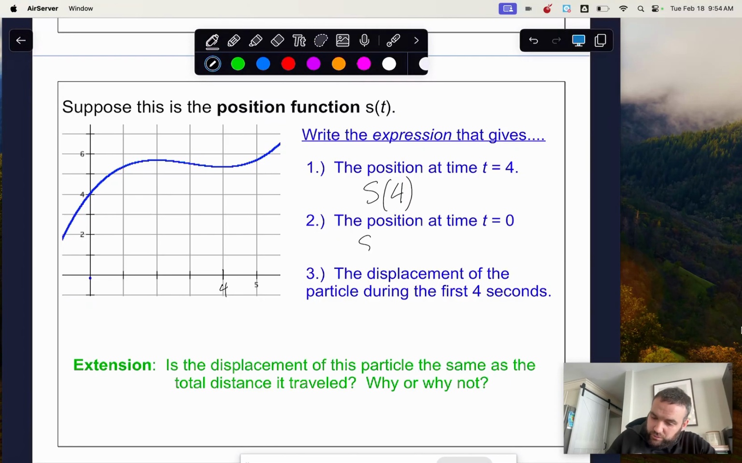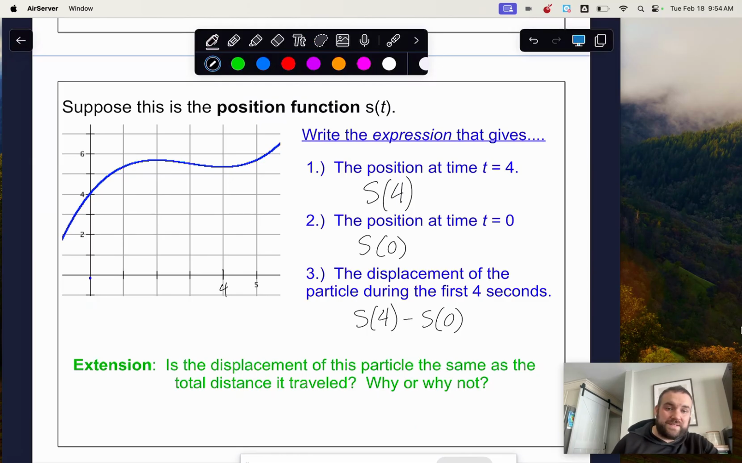The position at time 0 would be something similar. I would do s of 0. I know that's equal to 4 because I can read that, but we'll just leave it as s of 0. And the displacement of the particle during the first 4 seconds would be the position at 4 minus the starting position at 0, and that will tell me the total displacement.